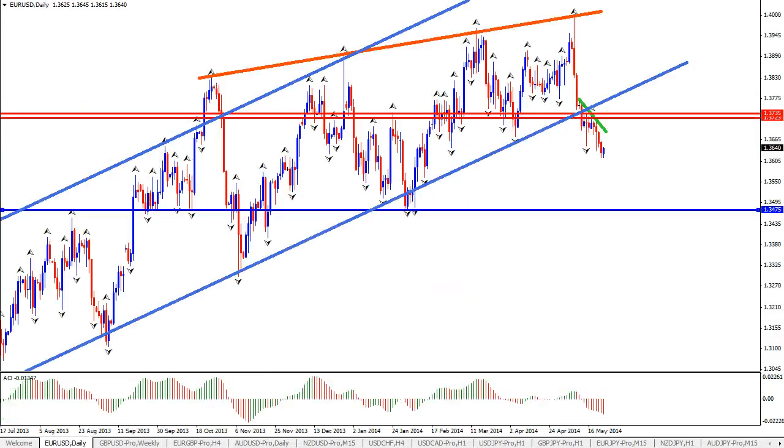If we look at the bigger picture, though, before moving on to the pound dollar and comparing the EU here with the GU, of course, these two are quite correlated, so it's always good to keep an eye on both.